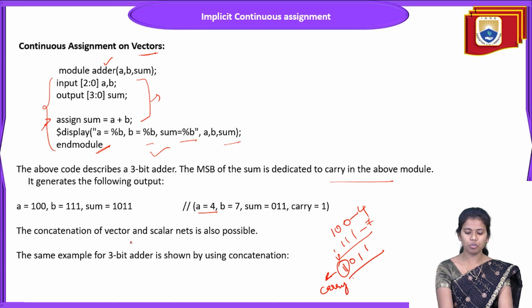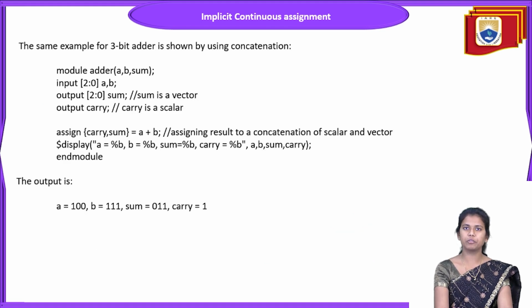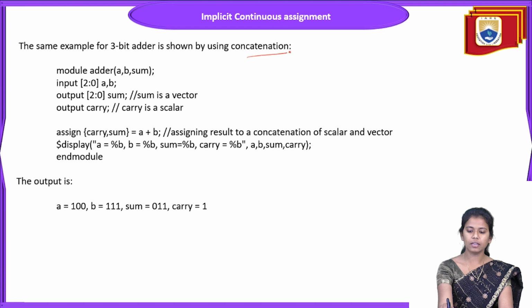Then the concatenation of vector and scalar nets is also possible. The concatenation of both vector and scalar is also possible. Here is the same example of a 3-bit adder using concatenation. I said that there's a possibility for the concatenation of both scalar and vector nets, so we see it with an example in the coming slide. So here is the example for the 3-bit adder using concatenation.